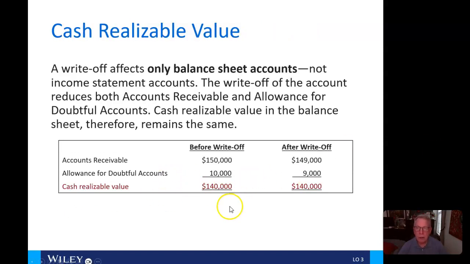And that's what this slide reflects. So the write-off only affects balance sheet accounts. It does not affect the income statement accounts, a common student error. So don't let it be you. The write-off of the account reduces both accounts receivable and the allowance for doubtful accounts. The cash realizable value in the balance sheet therefore remains the same. In this case, 140,000.